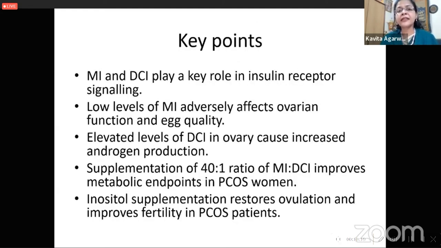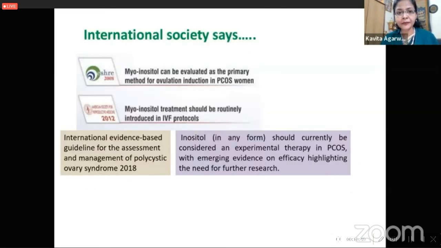So the key points are MI and DCI. They both play a key role in insulin receptor signaling. The low level of MI adversely affects ovarian function and egg quality. Elevated levels of DCI in the ovary cause increased androgen production. And supplementation with a 40:1 ratio of MI to DCI improves not only the metabolic endpoints, but also restores ovulation and improves fertility in PCOS patients.